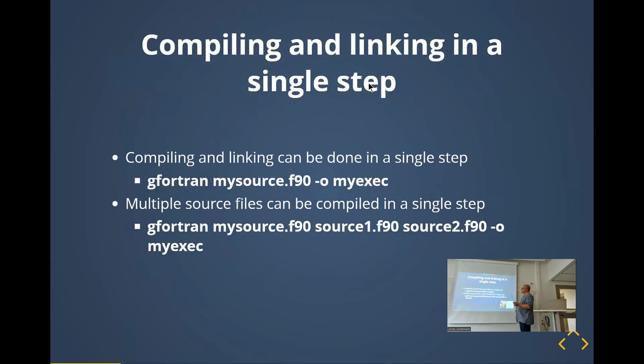But fortunately, the gfortran compiler can do this in a single step. So if you have a source code file, you can type gfortran mysource.f90 -o myexec. That will compile an object file and link an executable in a single step. So this is the easiest way to compile a Fortran code. And you can also list all your source code files in a single line, mysource1 and so on, and -o myexec.